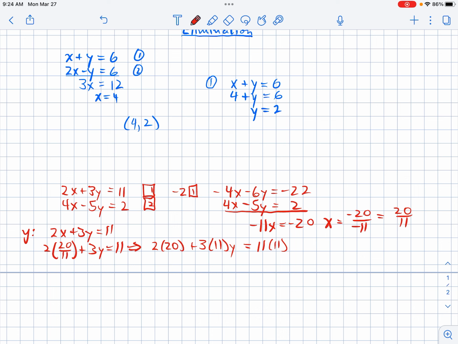We've got 33y equals 121 minus 40. So y is equal to 121 minus 40 over 33. And that would be the solution for that one. And then it's just a matter of completing the arithmetic. Okay, so that's the two main methods. And we're going to look at some other methods as we go along.